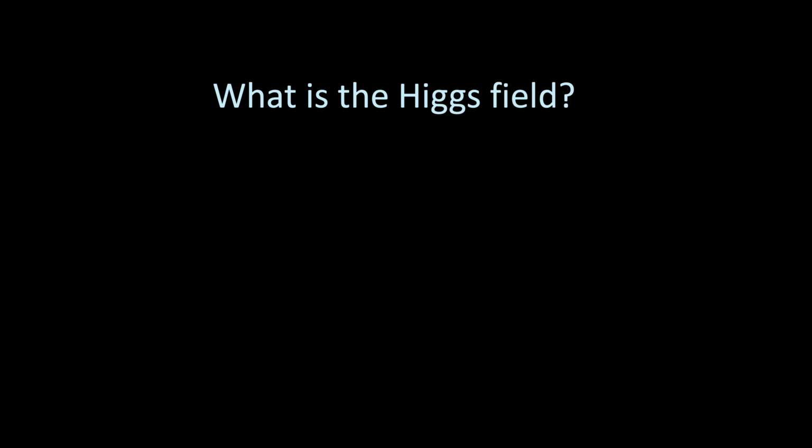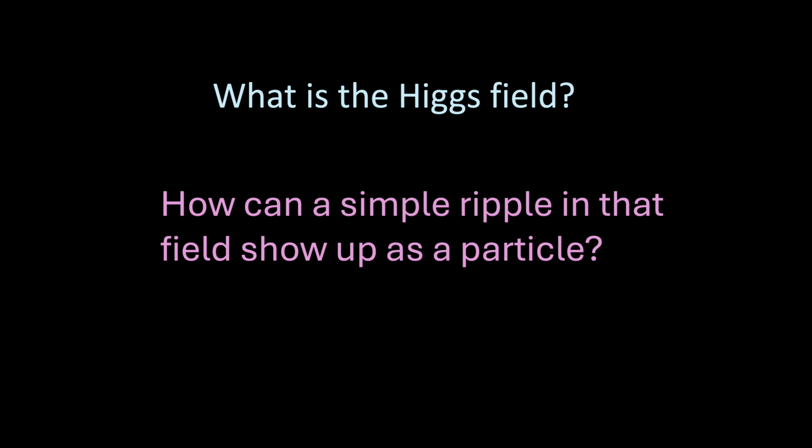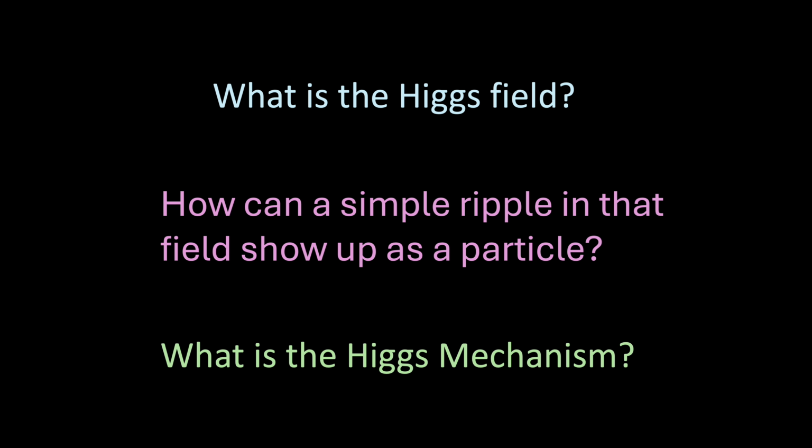And what about the Higgs field that supposedly permeates all of space? How can a simple ripple in that field show up as a particle? And what is the Higgs mechanism? This strange process that gives mass to some of the fundamental particles of the standard model. That's the challenge we're going to take on today.